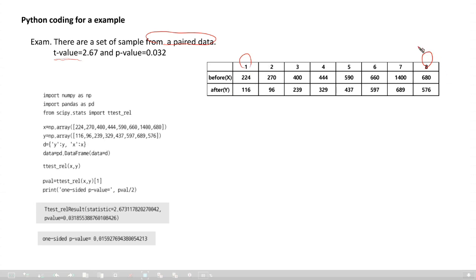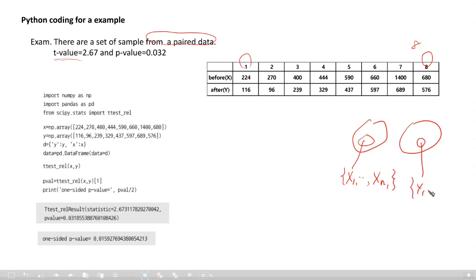The sample size is 8, but for two independent groups, as I told you, from population 1 the sample x1 up to xn can be taken, and from population 2 the sample y1 up to yn. The sizes of the samples may be different. Okay, take n1 samples from population 1 and n2 samples from population 2.